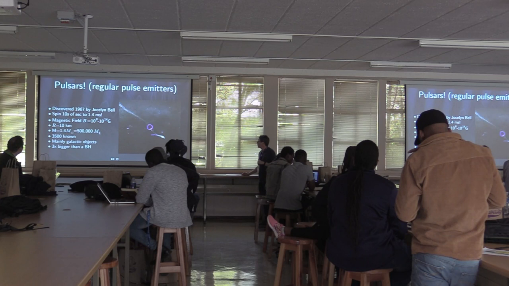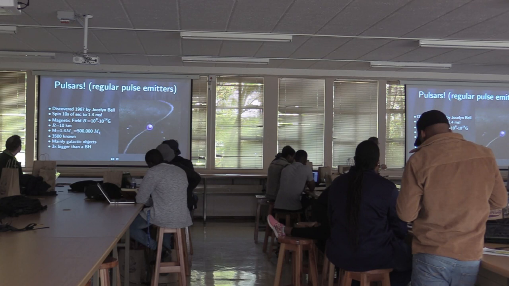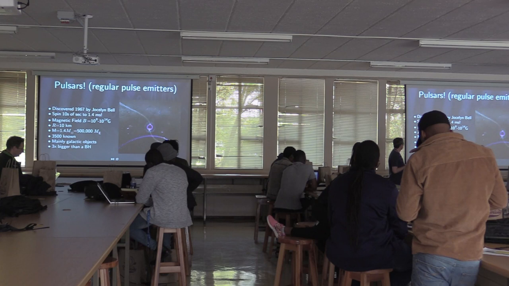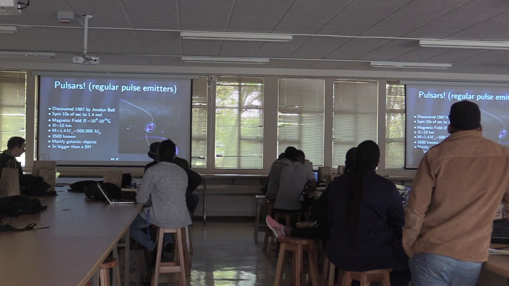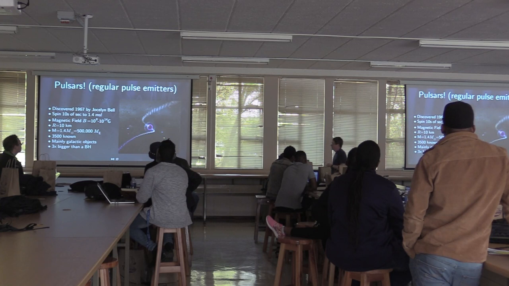So pulsars were actually discovered in 1967 by Jocelyn Bell. The slowest ones spin once every tens of seconds, but the fastest one spins once every 1.4 milliseconds, so 700 times a second. Their magnetic fields range anywhere from about 10 to the 8 to 10 to the 14 Gauss. We think the radius is about 10 kilometers, but that's still something we're learning about. It's kind of hard to measure.